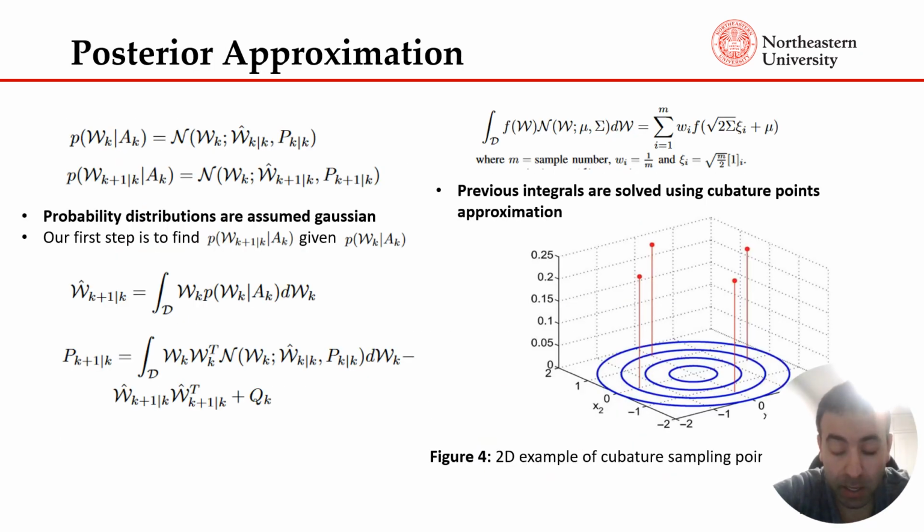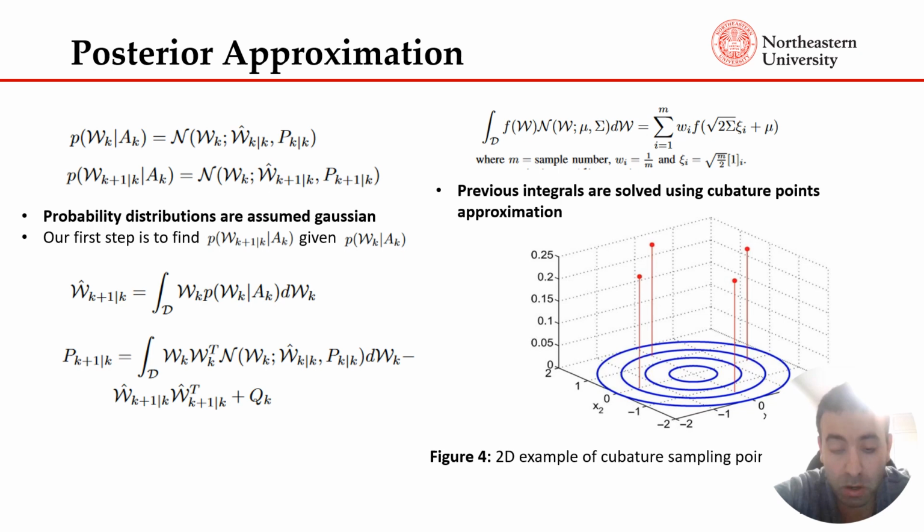So as I said in the previous slide, our goal is to get the posterior approximation p(W_k+1 given A_k+1), starting off from a known p(W_k given A_k). p(W_k given A_k) is a Gaussian random variable with mean W hat k, which is the estimated value of the neural network weights at time k. Here I will just describe finding one probability distribution that constitutes the posterior, which is the conditional distribution p(W_k+1 given k given A_k).